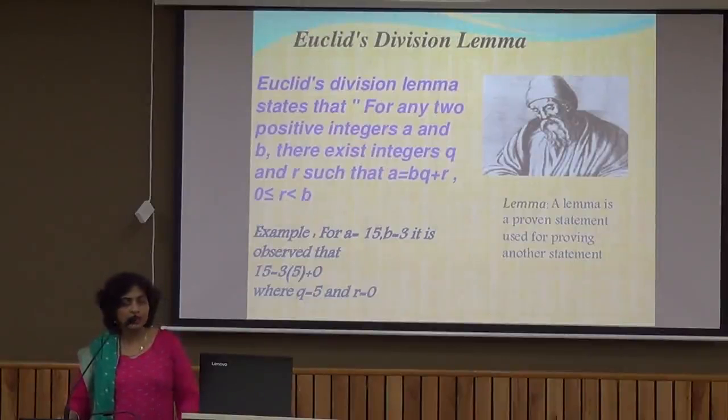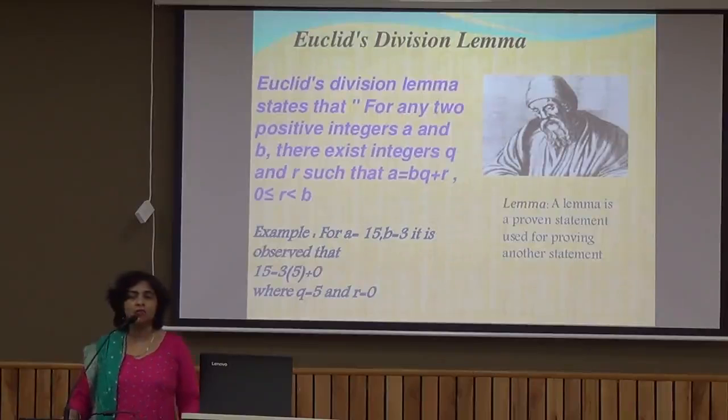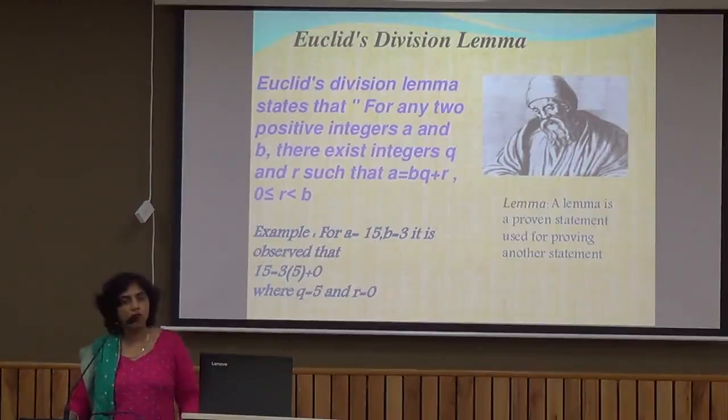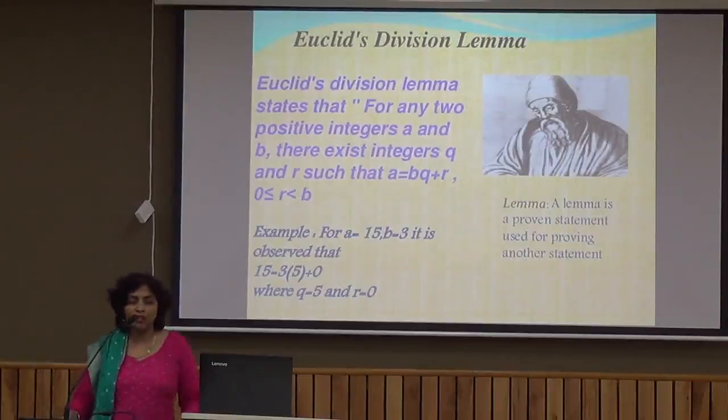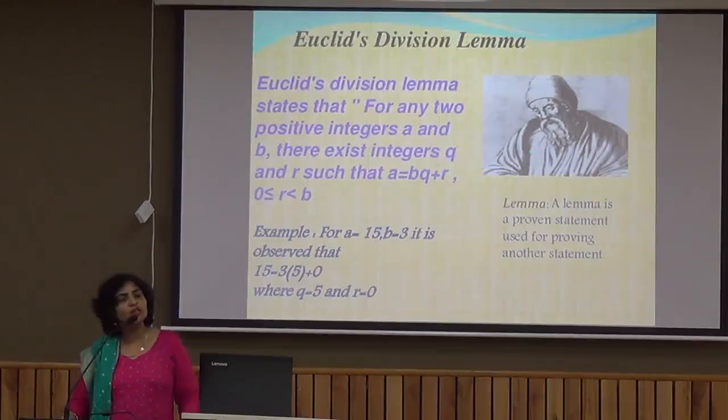So Euclid division lemma states that for any two positive integers a and b, there exist q and r such that a is equal to bq plus r, where r should be greater than or equal to 0 but less than b, where b is the divisor. If you can recall your division algorithm, it says dividend is equal to divisor into quotient plus remainder. So the lemma is the same form. a is our dividend, b is our divisor, q is our quotient and r is remainder. So obviously remainder can be zero but it should be less than the divisor.